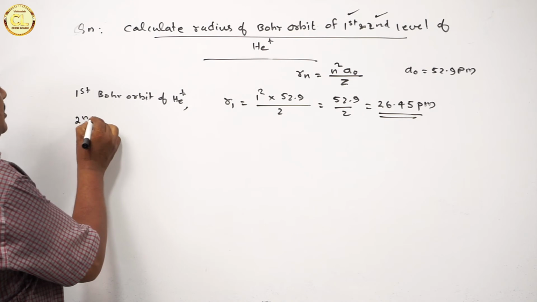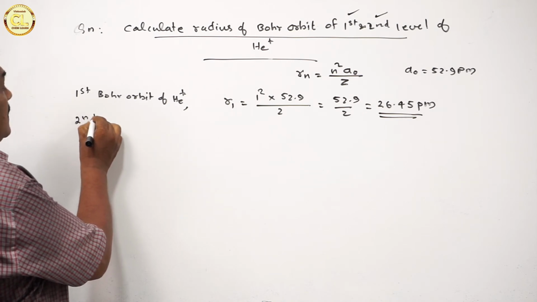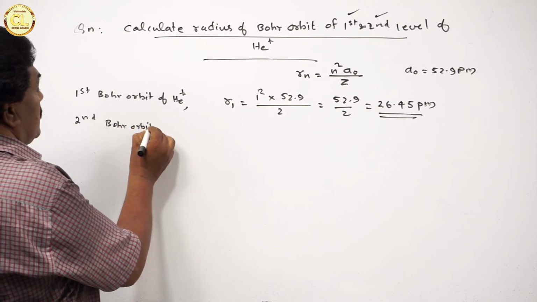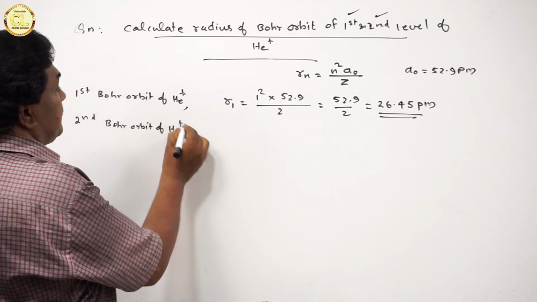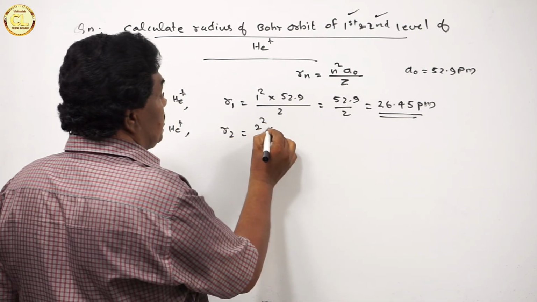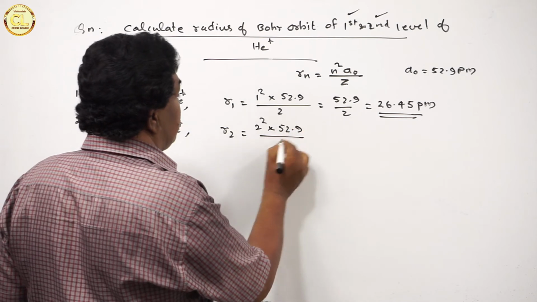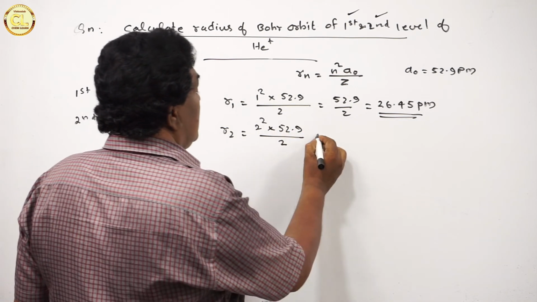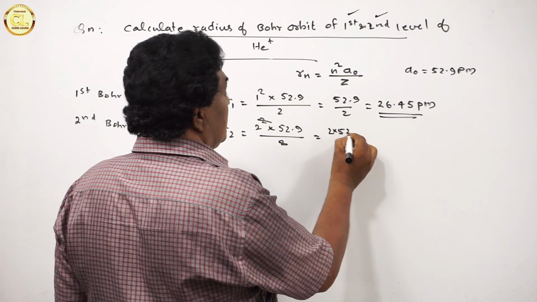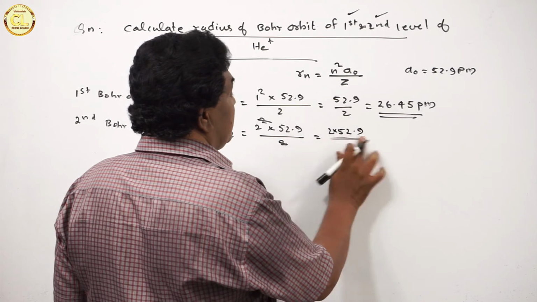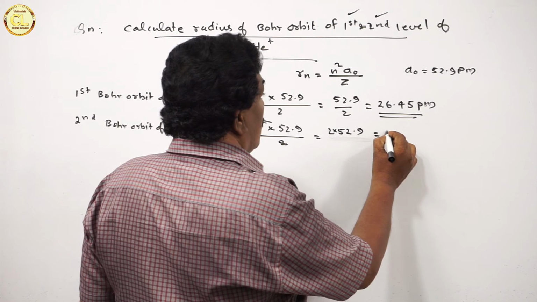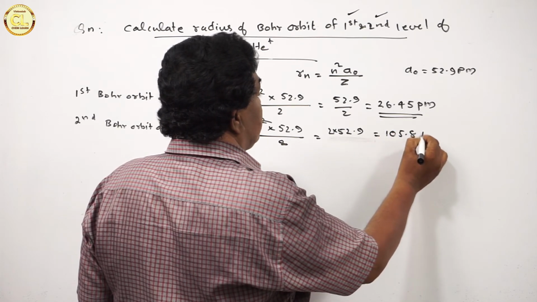For second Bohr orbit of He+, R2 is equal to, say n is equal to 2, 2 square into 52.9 divided by 2. See, 2 getting cancelled off, we get 2 into 52.9, that is equal to 105.8 picometer.